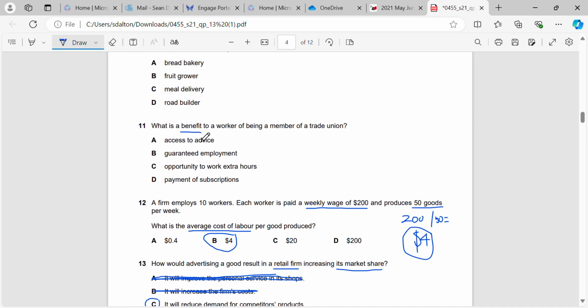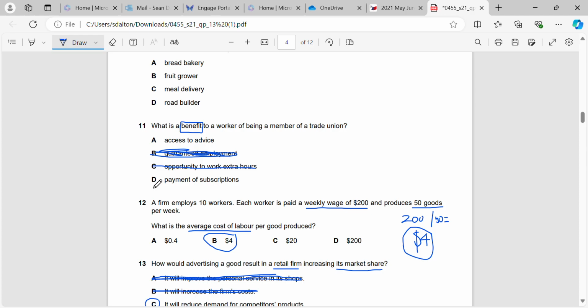Okay, 11. What's a benefit to a worker of being in a trade union? So one of the benefits is, what we know about a trade union is that they're essentially negotiating for the employee, right? They're trying to give the employee better health and safety conditions, better wages, etc. So it doesn't guarantee a job. The employer still makes a decision on whether to keep them or to fire them. It doesn't give them an opportunity to work extra hours. Again, that's depending on the employer.